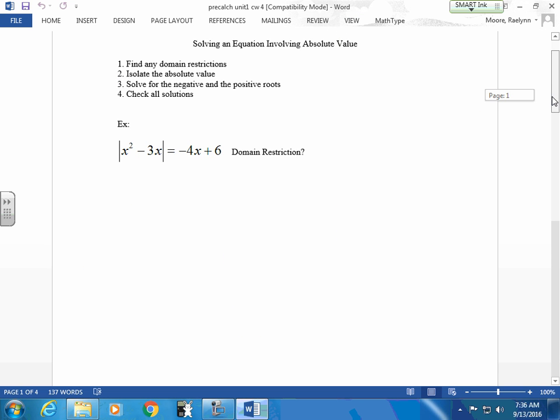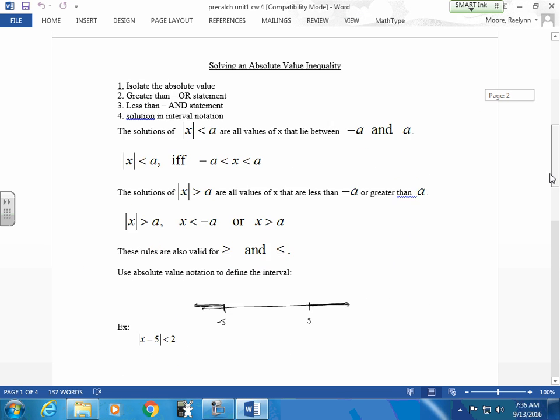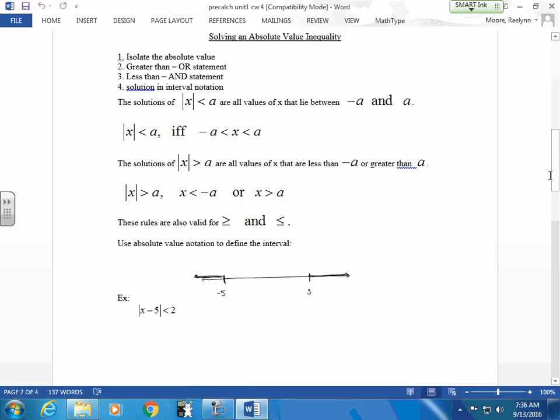Now the inequalities work a little bit different. Your inequalities, you're going to isolate your absolute value sign, it always gets isolated no matter what you're doing. A greater than gives you an or statement. So a lot of times you'll see me misspell the word greater. That gives you an or statement. And ors on both go out. So your or statements are going like this.